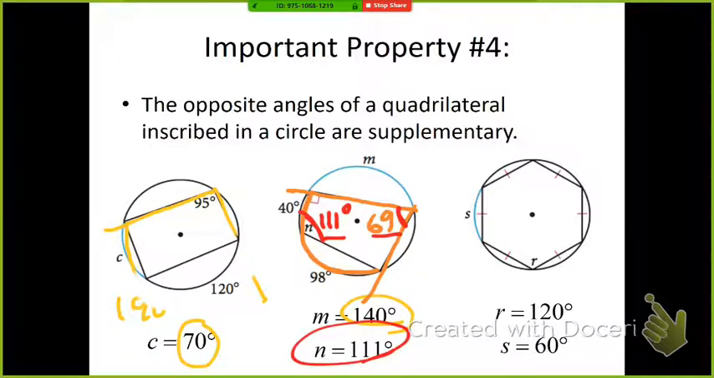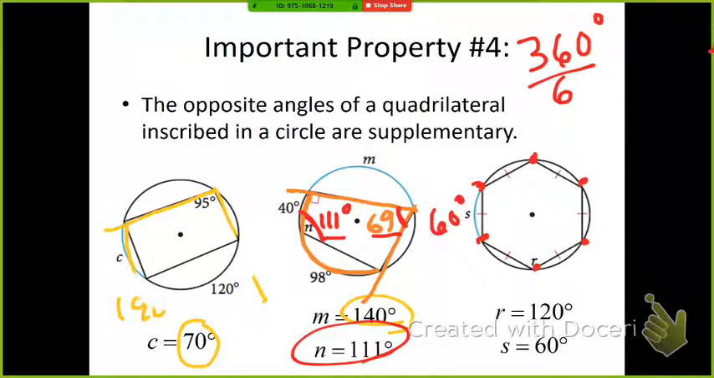Okay, and then back when you learned about chords, you learned that congruent chords determine arcs that are congruent. So this is a regular hexagon because it's got 6 equal sides, which means that since it's inscribed in this circle, right, all 6 of these vertices line up right on the circle. It's going to divide the circle into 6 equal parts, 6 equal arcs. So you got 360 degrees, so divide that by 6. Each of these arcs is going to be 60 degrees.